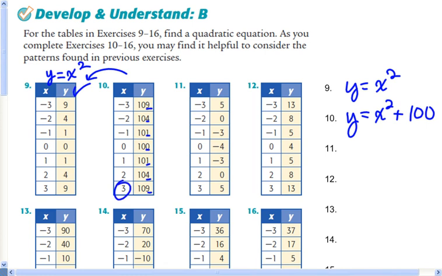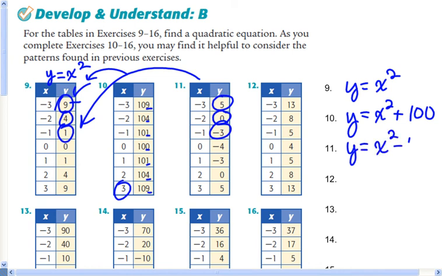All right. Now if we compare this table to that table, you might notice that all these numbers are less than these numbers. So here we have 9, here we have 5, here we have 4, here we have 0, here we have 1, here we have -3. Well, if you look closely, they're all 4 less than our original table. So it makes sense that this equation is y equals x squared minus 4. All right.